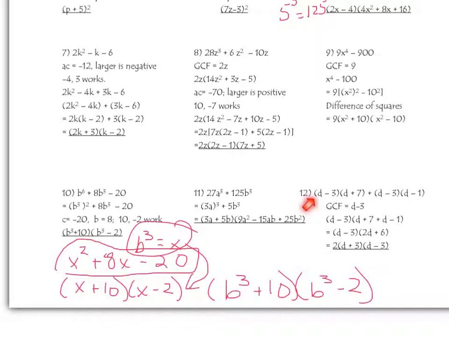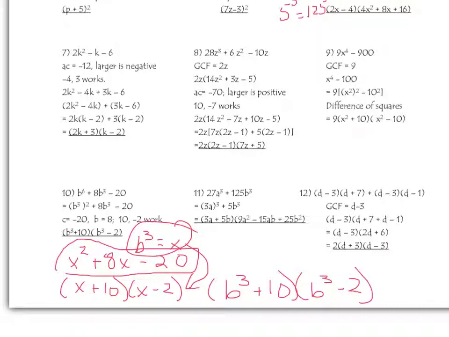In number 12, you have this kind of thing. So we're going to look for a common factor. This is kind of like grouping. The common factor is d minus 3. So you pull that out and you're left with this, which gives you this. There's another common factor here, and that is a 2. So you pull that out and you're left with this.